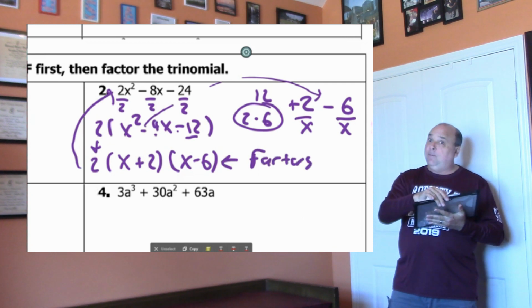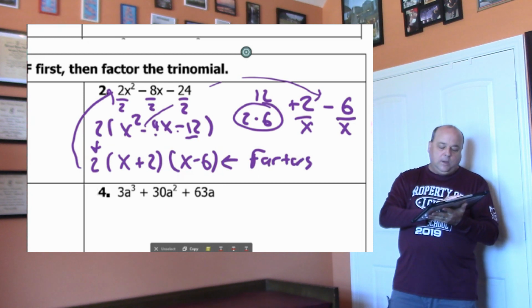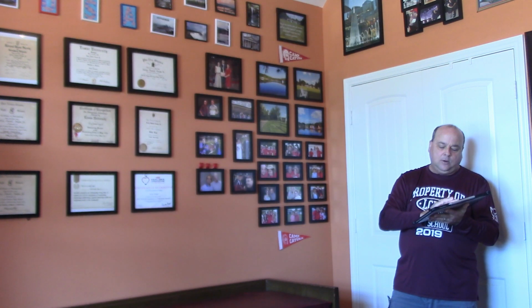This will get a little bit more complicated tomorrow when we get the number in front of that x squared term, and it will not factor out, okay?